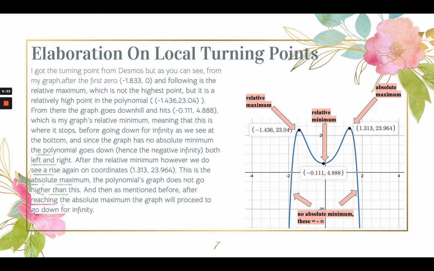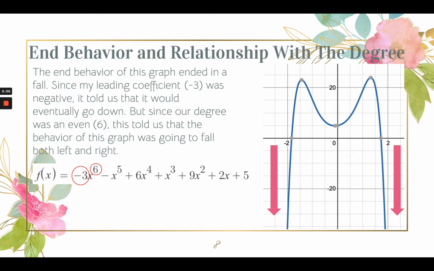And since the graph has no absolute minimum, the polynomial goes down, hence the negative infinity sign, both left and right. After the relative minimum, however, we do see a rise again at the coordinates 1.313, 23.964. This is the absolute maximum. The polynomial's graph does not go higher than this. And then, as mentioned before, after reaching the absolute maximum, the graph will proceed to go down to infinity.